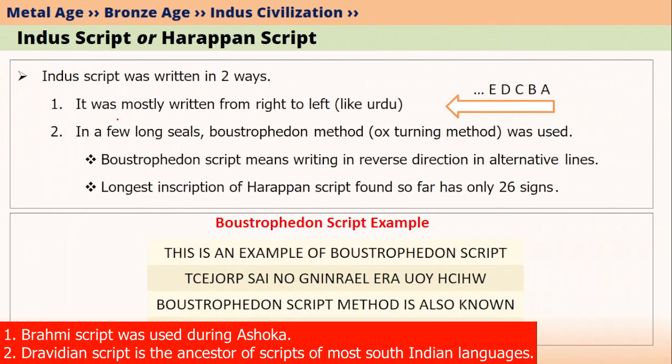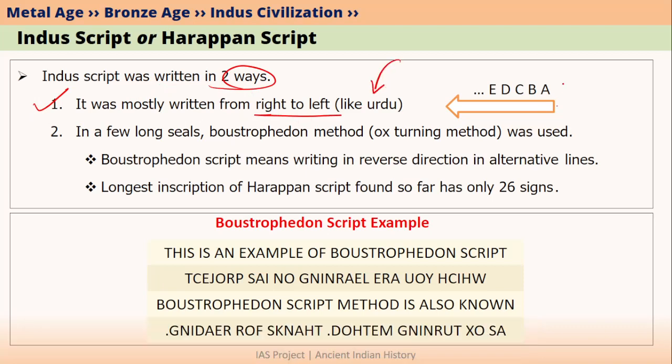Let's talk more about Indus script. Indus script can be basically written in two ways. The first way is it was mostly written from right to left. For example, like Urdu or Persian. So we begin from the right side and we start writing towards the left direction. Something like this. This was the most common way of writing Harappan script.